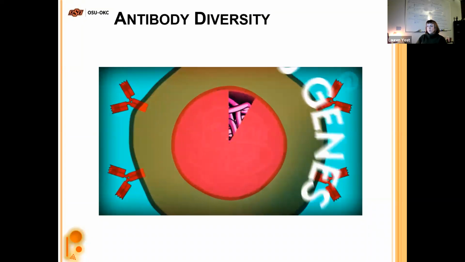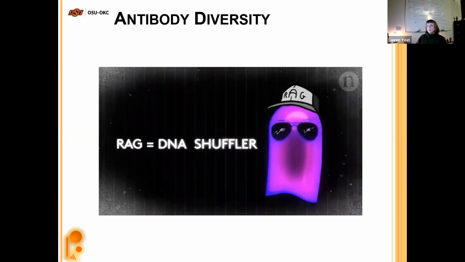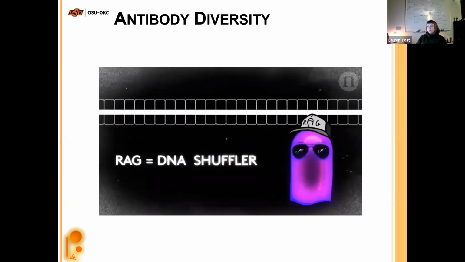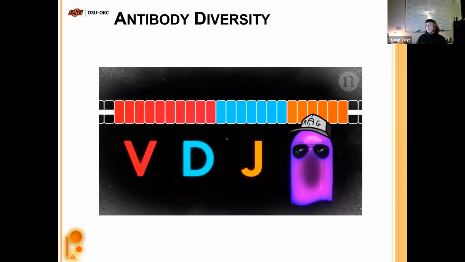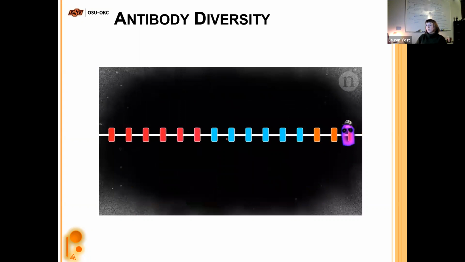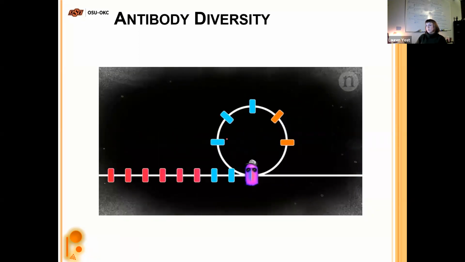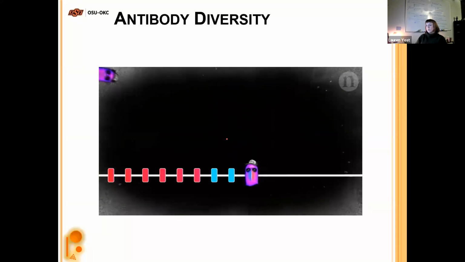But they also have an enzyme called RAG. RAG is a DNA shuffler. It targets the genes that make the antibody's binding site. There are three kinds of gene segments here, called V, D, and J. For the heavy chain of the antibody, humans usually have around 130 different V segments, 27 D segments, and 6 J segments. The RAG enzyme binds to one of the J segments at random, and then to one of the D segments, chopping off the spare DNA between them. Other enzymes then join the ends together.